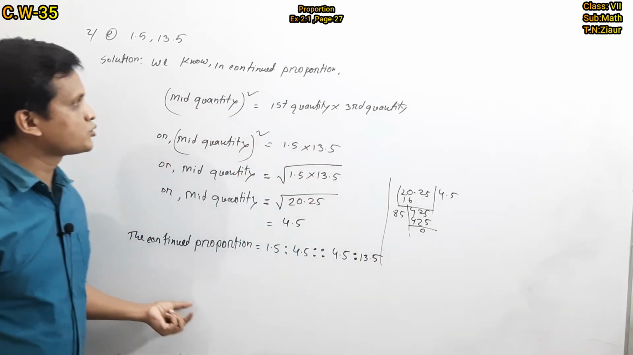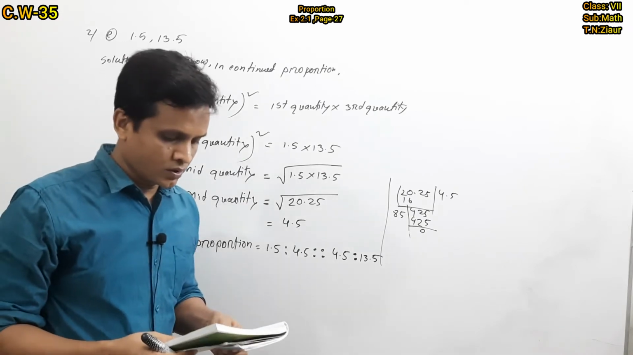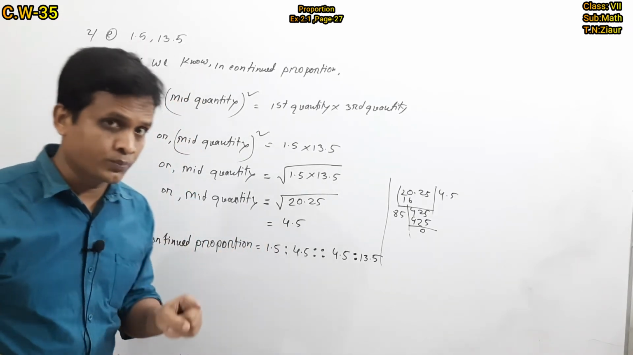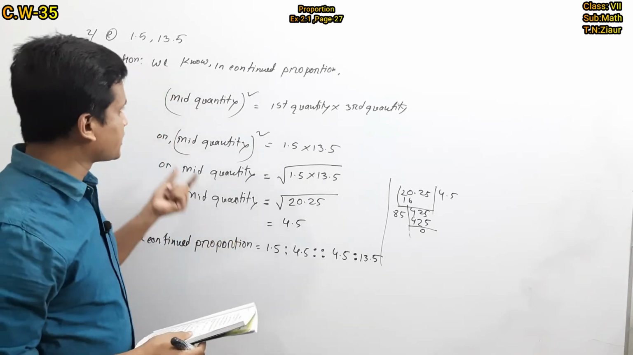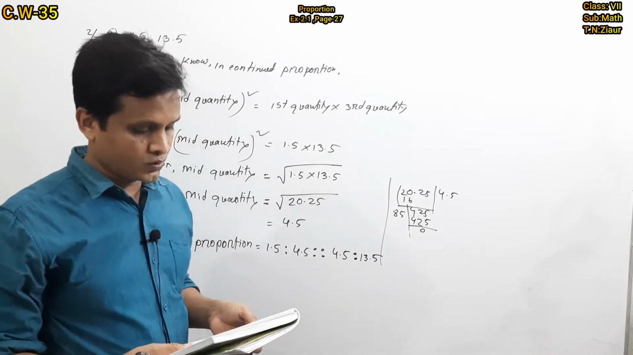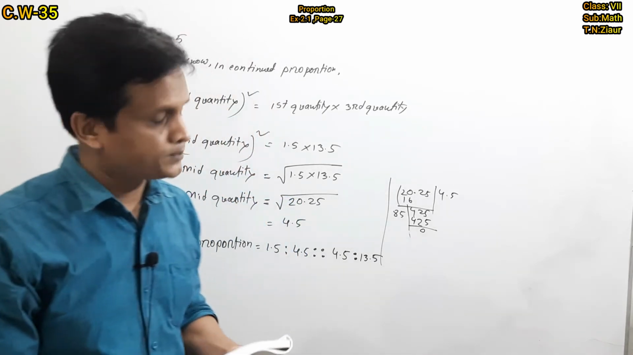Okay, students, have you understood number 2? When you get the 2 marginal quantities of a continued proportion, then like this formula you will solve this problem. Okay, hope you understood. Now we will solve number 3.